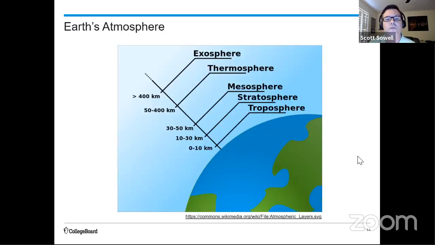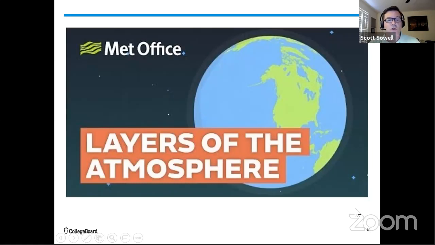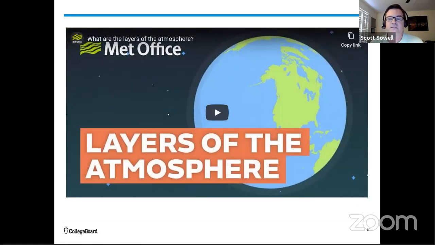As a quick review of our layers of the atmosphere, this was in a prior unit, and basically you really just need to know the layers of the atmosphere and some of their basic characteristics. So we've got the troposphere, stratosphere, mesosphere, thermosphere, and exosphere. To give us a quick review, it's nice sometimes to hear other words than mine, so we're going to take a look at this clip from the Meteorological Office in the UK.